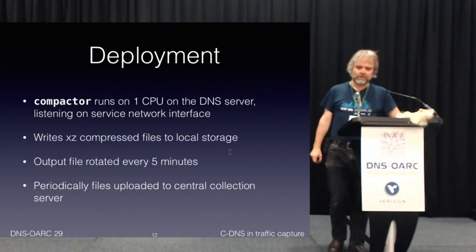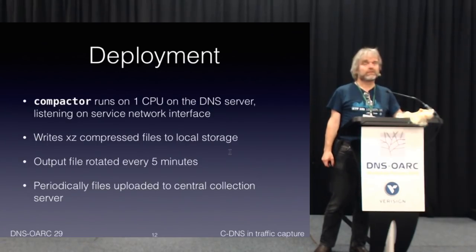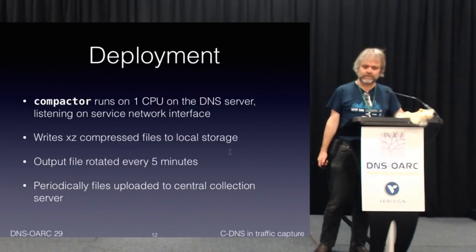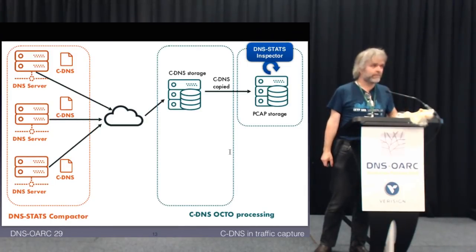The compactor in deployment is limited to a single CPU and a limited amount of memory on the DNS server. It produces an output file, which at the moment is configured to write every 5 minutes, and then these files are periodically uploaded. And here, thank you to Maurizio from ICANN.